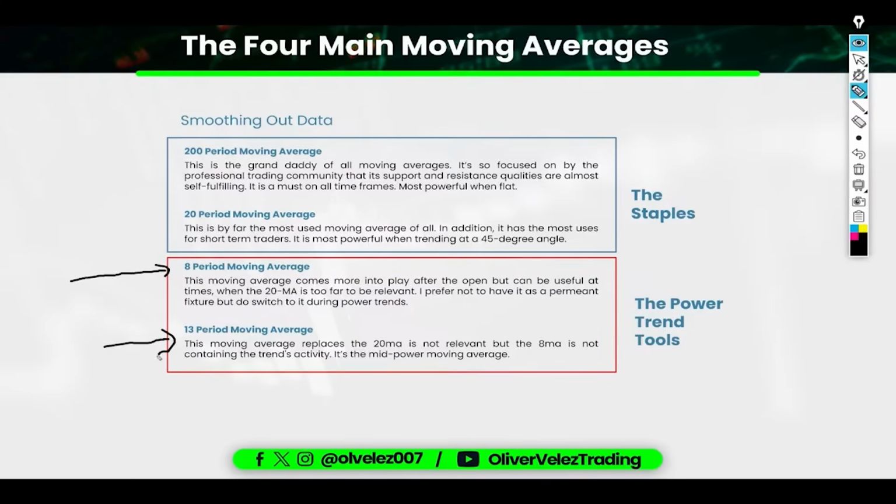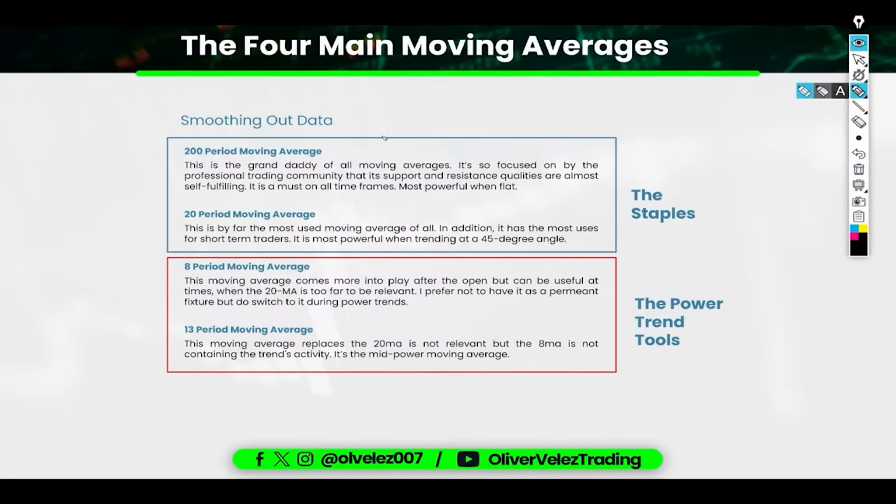And I want to show you examples of when the 8 and the 13 replaces the 20-period moving average in importance. So the 20-period moving average is very important, but there are times when your item is trending so powerfully that you need to bring in a replacement that is shorter and quicker and faster than the 20. That's when we bring in the 8 or the 13.